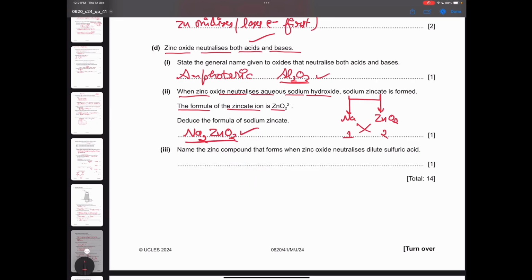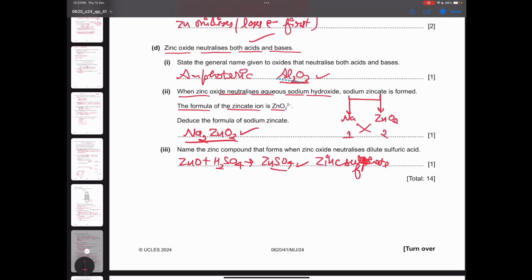Alright. Name the zinc compound that forms when zinc oxide neutralizes dilute sulfuric acid. When zinc oxide reacts with sulfuric acid, zinc sulfate is formed. So you just need to mention zinc sulfate.